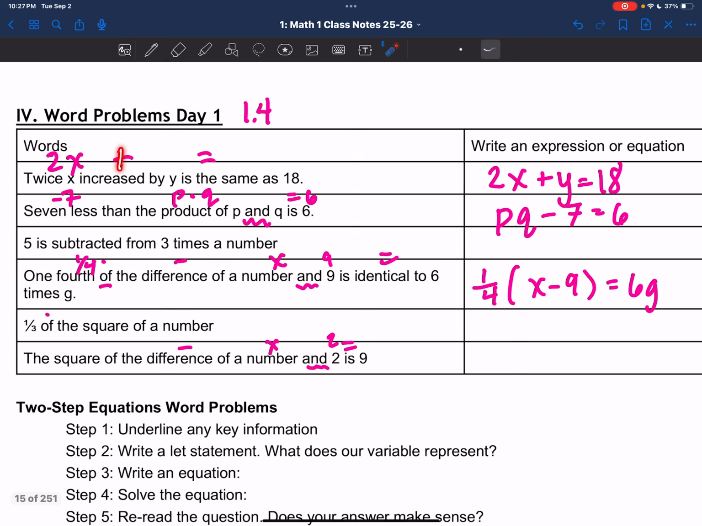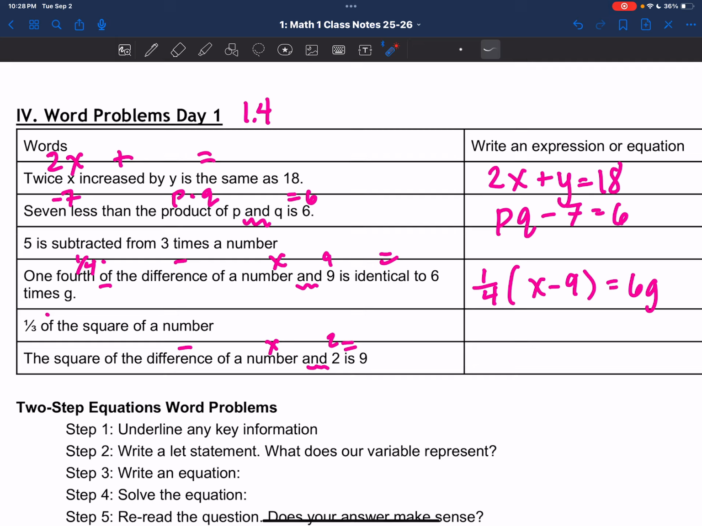and it's increased by y is the same as, is equal, 18. So it's 2x increased by y equals 18. Now, when you see 7 less, that means you're taking 7 away from something. So we usually put it at the end here, but as long as it's a -7, you're good.